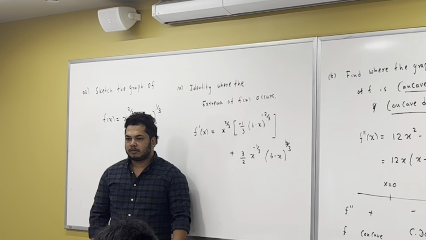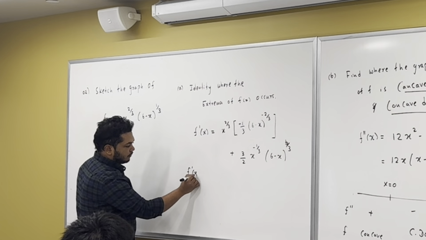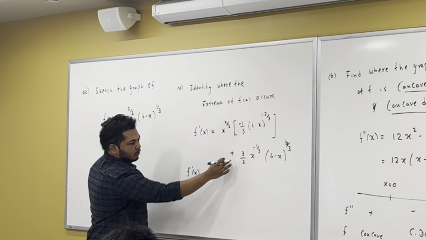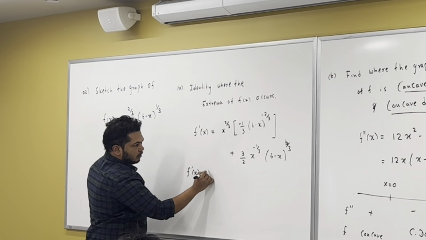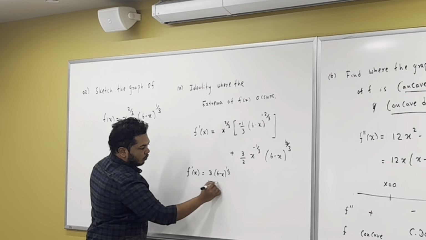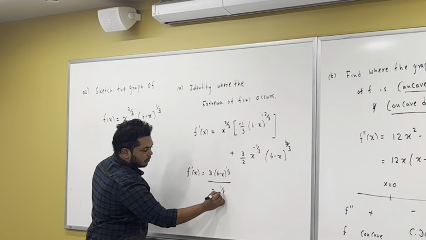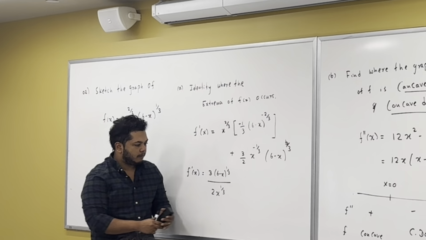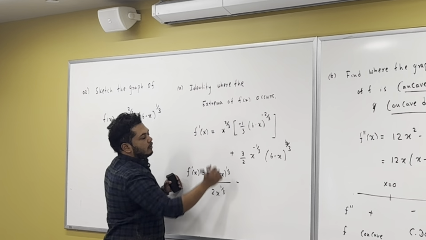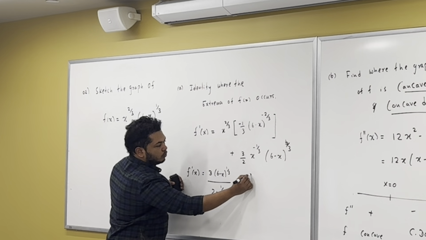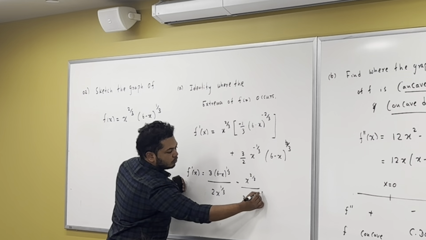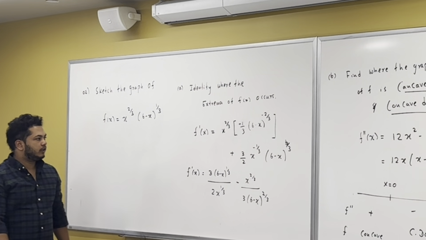Okay. And then what happened? So I'm going to take all the negative powers down. So I'm going to write this one first, maybe 3(6 - x)^(1/3) over 2x^(1/3). So just write this one, okay? Plus, minus this one. This one would be x^(2/3), 3(6 - x)^(2/3). Everybody with me?